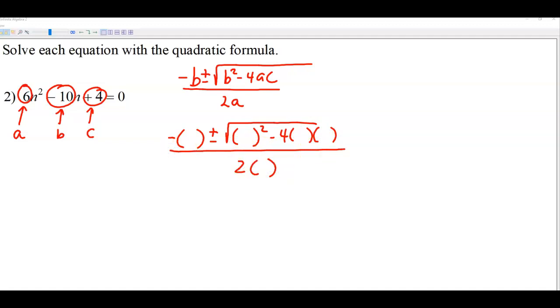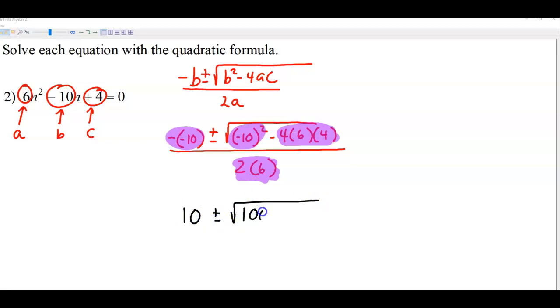All right, so the b value is negative 10. The a value is 6. And the c value is 4. After that, I like to simplify these groups: 1, 2, 3, actually 4 groups. This guy down here also. So let's do that. Simplifying those 4 groups with just some multiplication, we end up with the following.